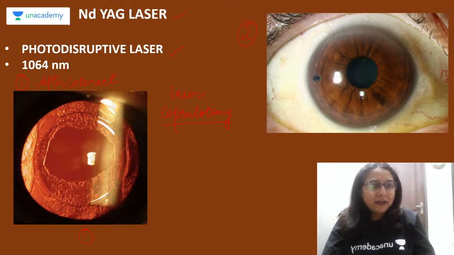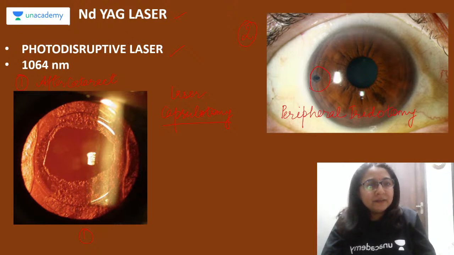Okay, and in image 2, you can see there is an opening which has been made in the peripheral part of the iris. This is called peripheral iridotomy, that is, an opening has been made in the peripheral part. This iridotomy again has been made with the use of ND-YAG laser.